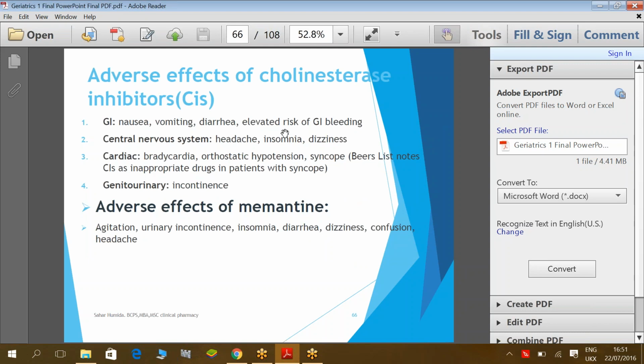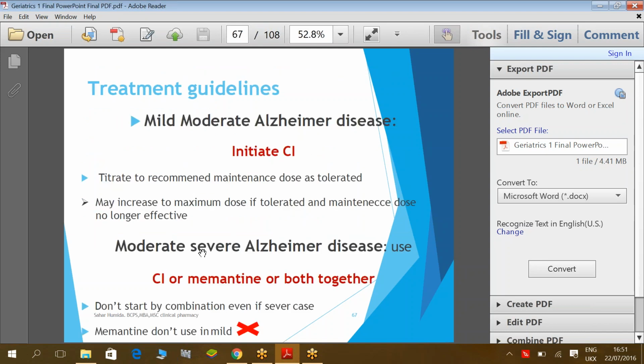The adverse effects of cholinesterase inhibitors include nausea, vomiting, diarrhea, elevated risk of GI bleeding, then central nervous system effects: headache, insomnia, and dizziness. Then cardiac effects: bradycardia, hypotension, and syncope. And genitourinary, it causes incontinence. What are the adverse effects of memantine? Agitation, urinary incontinence, insomnia, diarrhea, dizziness, confusion, and headache.